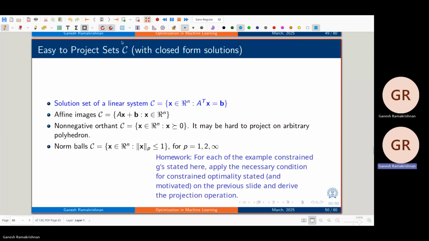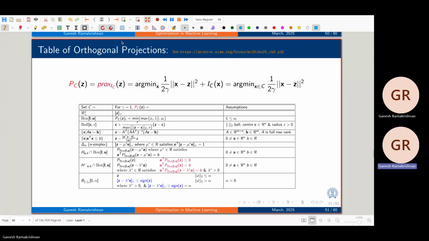Okay, so I'm jumping here, so I'll post this table. You need to think about it. This is your homework problem. Think about it. How do you get these projection operations? R^n plus. This is the simplest, right? Can I use the same rule which I talked about earlier, inside and boundary, to show that for R^n plus, the projection is just z plus?